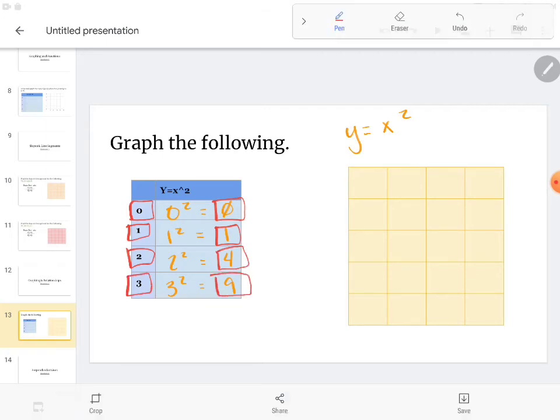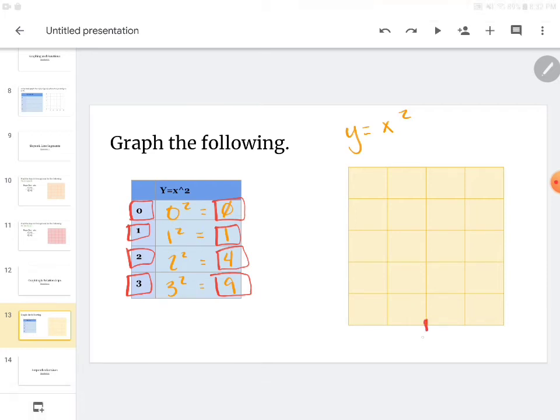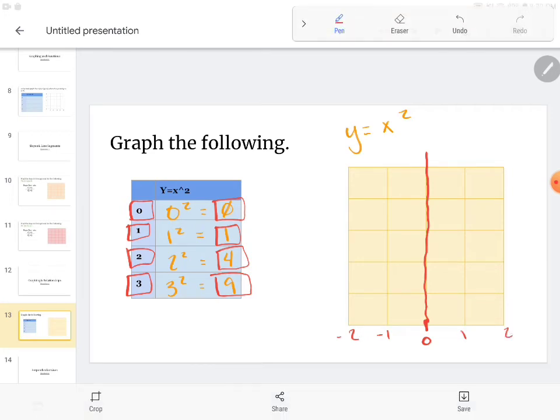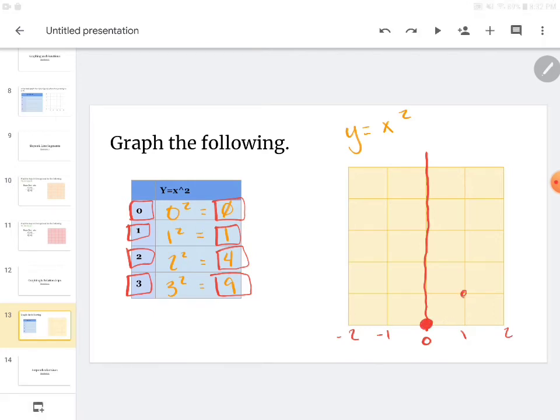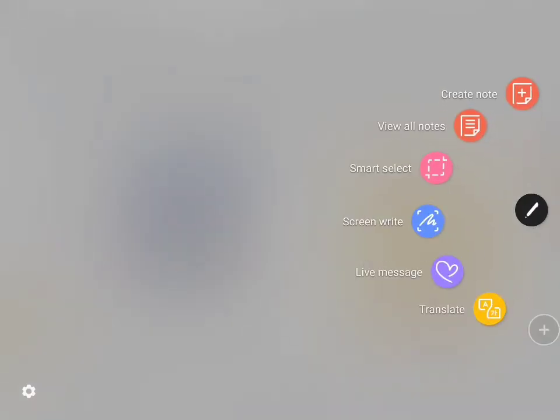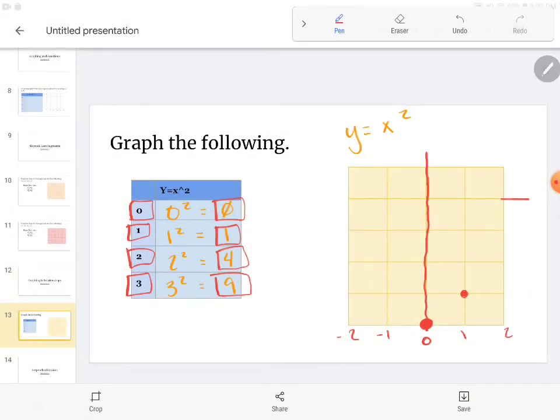So we're going to go ahead and graph those, and we're going to pretend like this point right here is our 0 on our x-axis, and then we'll have our -1, -2, 1, and 2. So for our first point, we're at 0, 0, which is easy. We'll mark it right there. Our next point, we have 1, 1. Our next point, we have 2, 4.